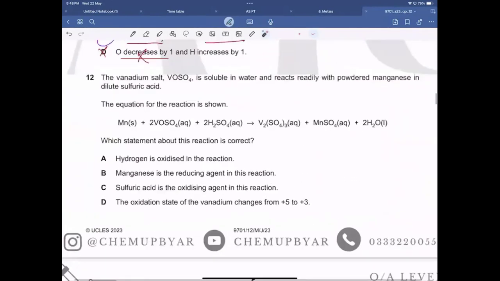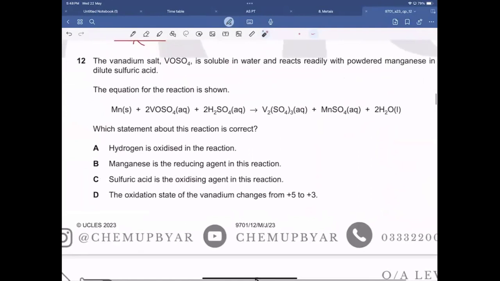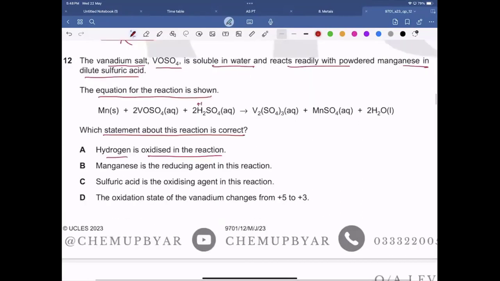Okay. Now question number 12. The vanadium salt VOSO4 is soluble in water and reacts readily with powdered manganese in dilute sulfuric acid. The equation for the reaction is shown. Which statement about the reaction is correct? Hydrogen is oxidized in this reaction. Okay. If you see, hydrogen over here has a +1 and hydrogen over here has a +1. So no, it's completely wrong. There is no change in the oxidation number of hydrogen.